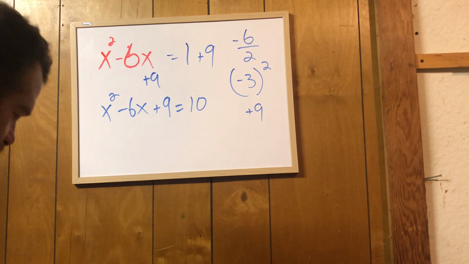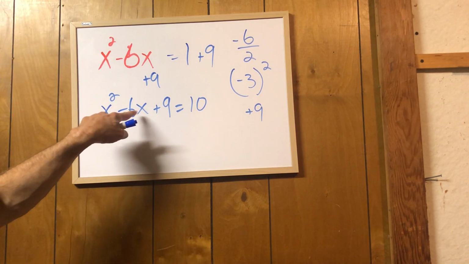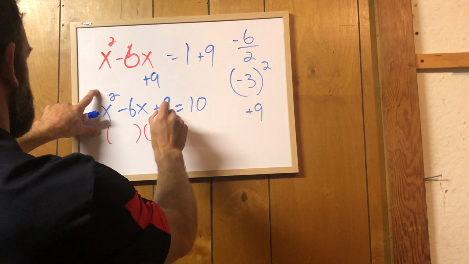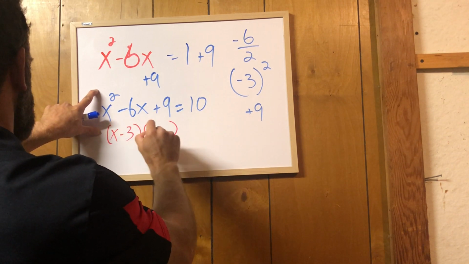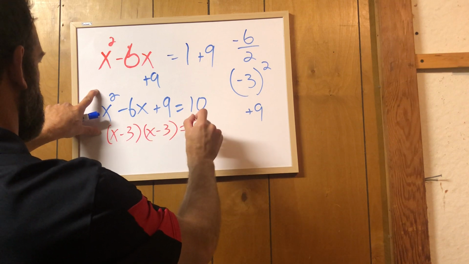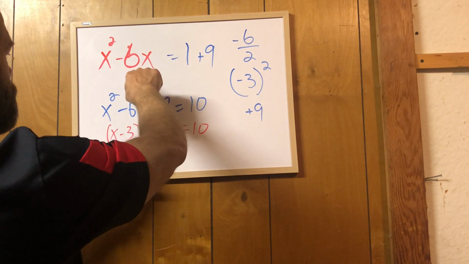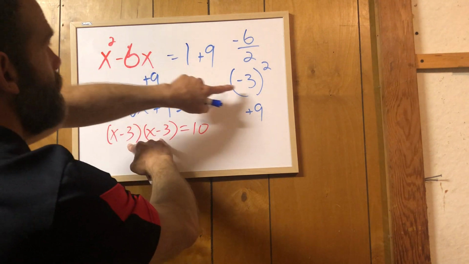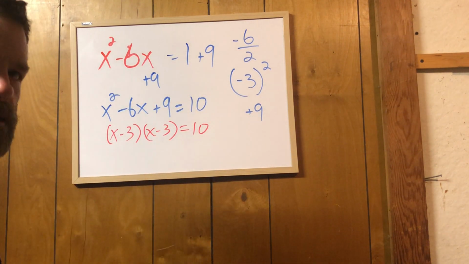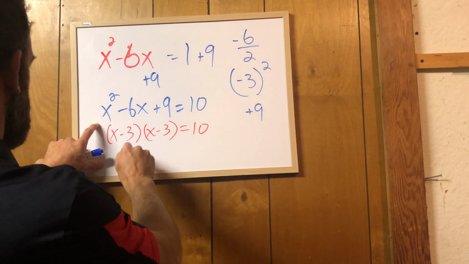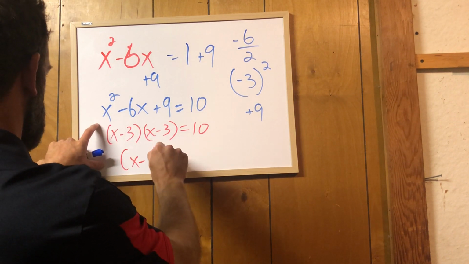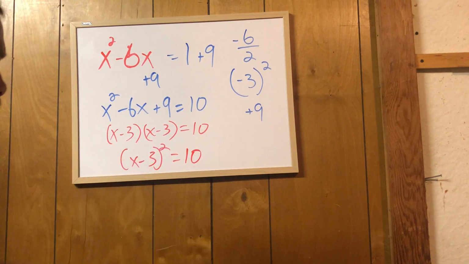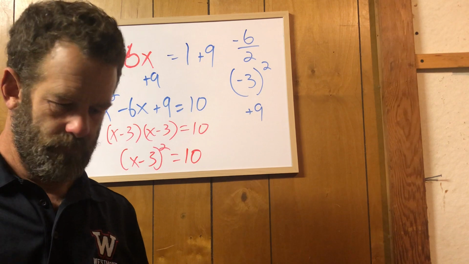Now, next step is factor ax squared plus bx plus c. So what this is, two numbers that multiply together to get positive 9, add together to get negative 6. Remember, the two numbers that always end up going here is whatever half of b was. Remember how it was negative 3? Those are the two numbers that go there. Anyways, if I clean this up, I have x minus 3 squared equals 10, because I have two of those, so I'm just going to say x minus 3 squared.